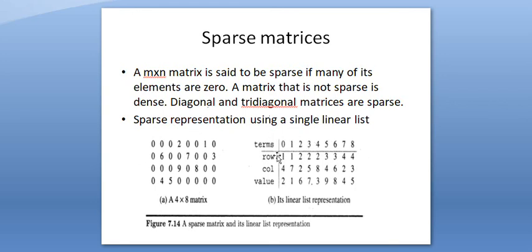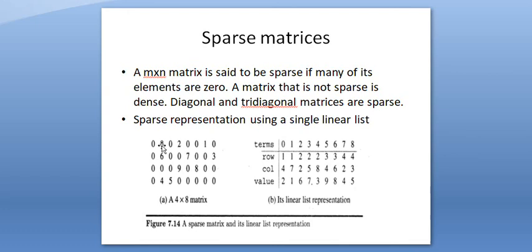Well, this question has been asked many times on occasion. We just have to discuss the way the sparse matrix values are stored. You can observe here that you have a 4 by 8 matrix, and it will be stored using a linear list representation. In the linear list representation we will use three variables: a row variable, a column variable, and a value variable.